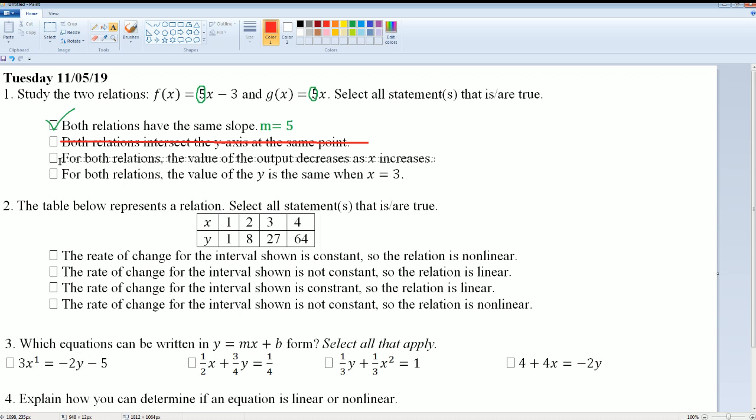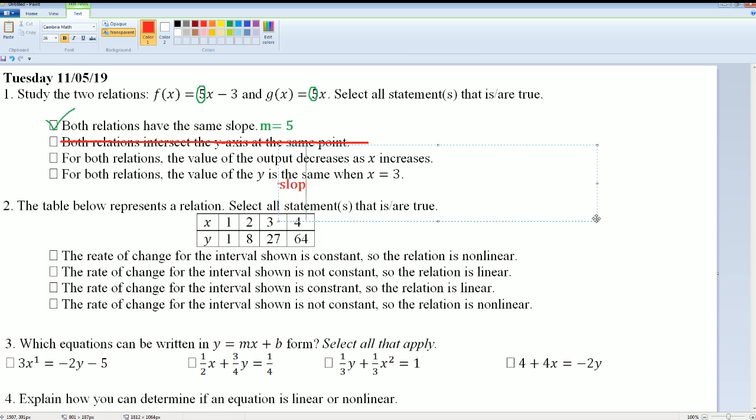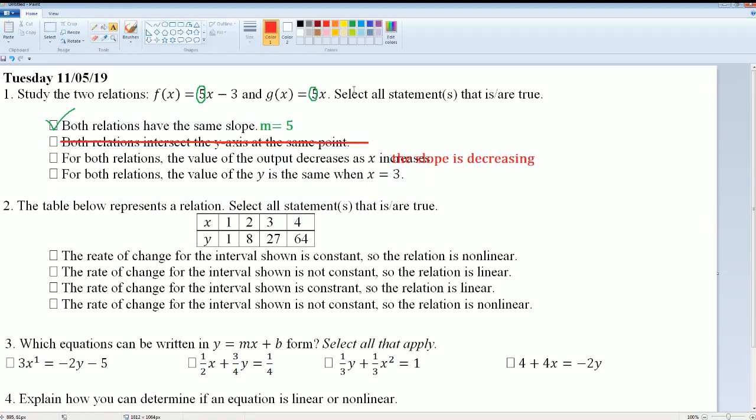This is a really weird question, the third one: for both relationships, the value of the output decreases as x increases. This is basically asking whether the slope is decreasing. That's what this question is asking. The slope is decreasing, and is that true? No, that is not true.